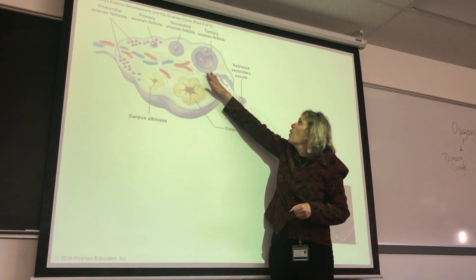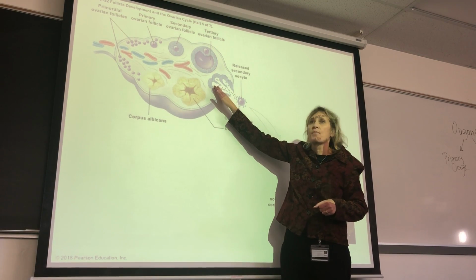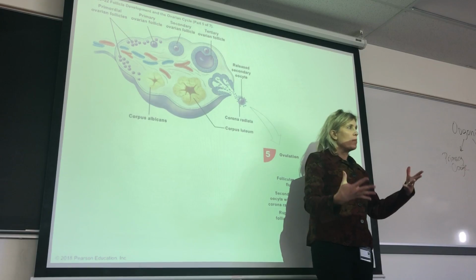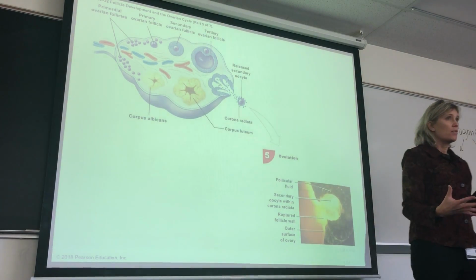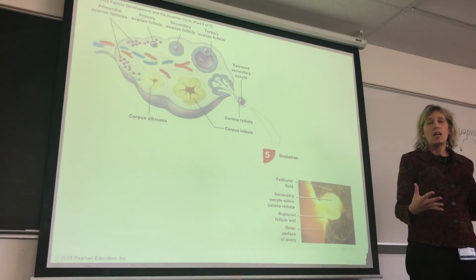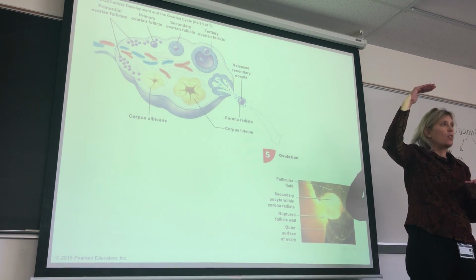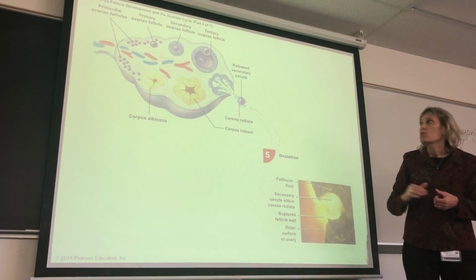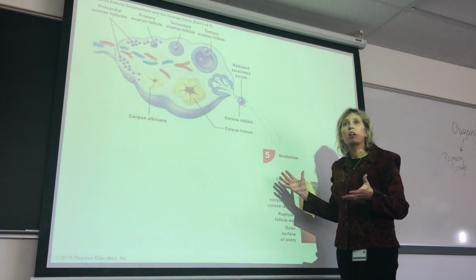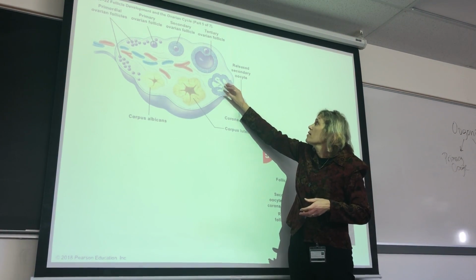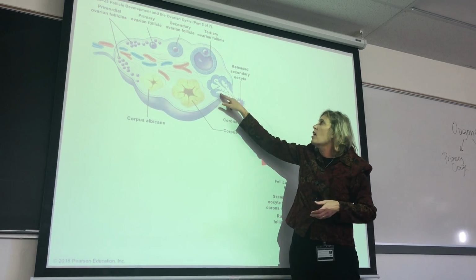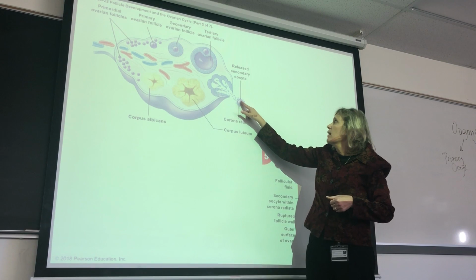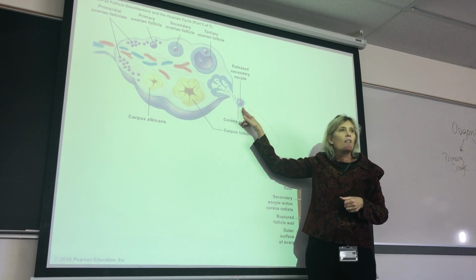But then we get to this point where it's a tertiary follicle, and those cells start producing a larger amount of estrogens. And the larger amount of estrogen will stimulate LH to be released. So LH gets released, which is called luteinizing hormone, and that causes the tertiary follicle to erupt or to burst, and the secondary oocyte gets released, and we call that ovulation.